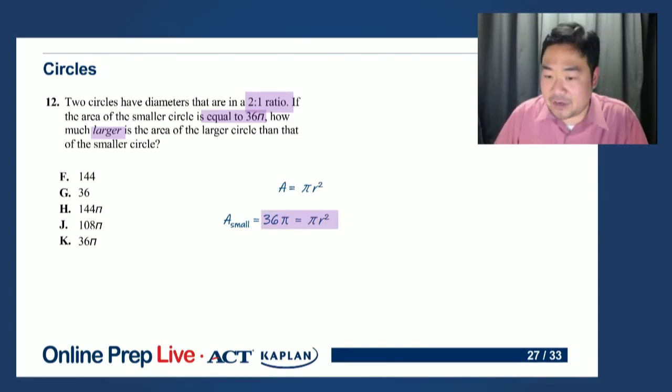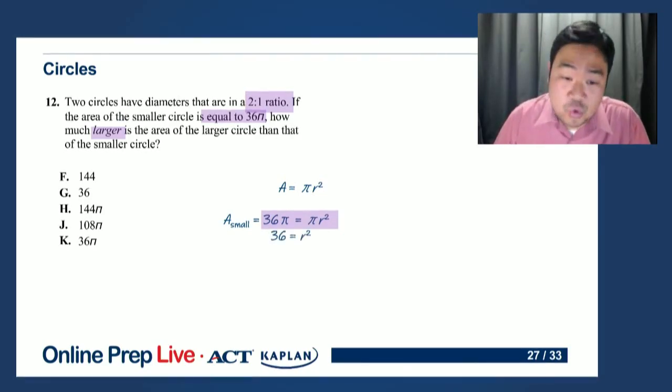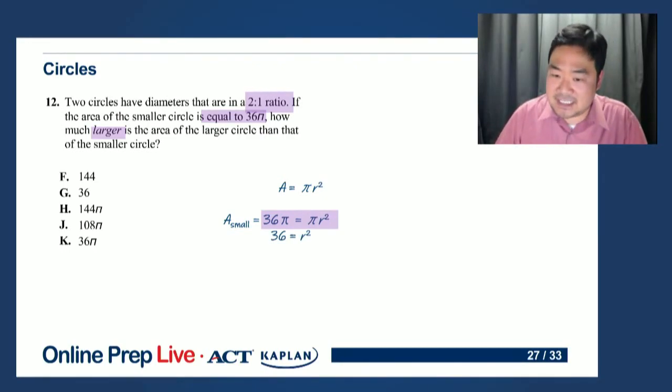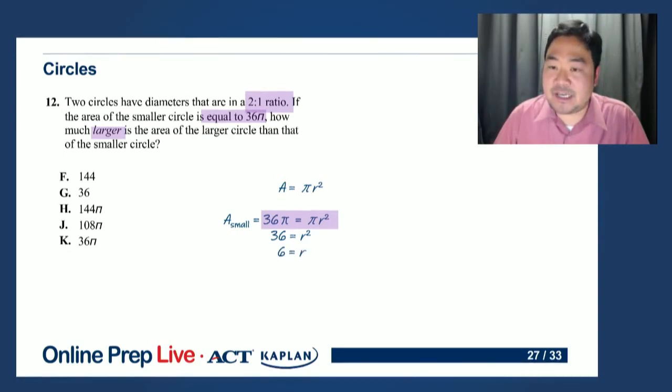Well, wait a minute. I got an equation here, right? So if the pi's are the same, you can cancel out those delicious cherry or apple or my favorite blueberry pies, and we get r squared is equal to 36. And if r squared is 36, how do we find what r is? Take the square root of that number. And r is equal to 6.